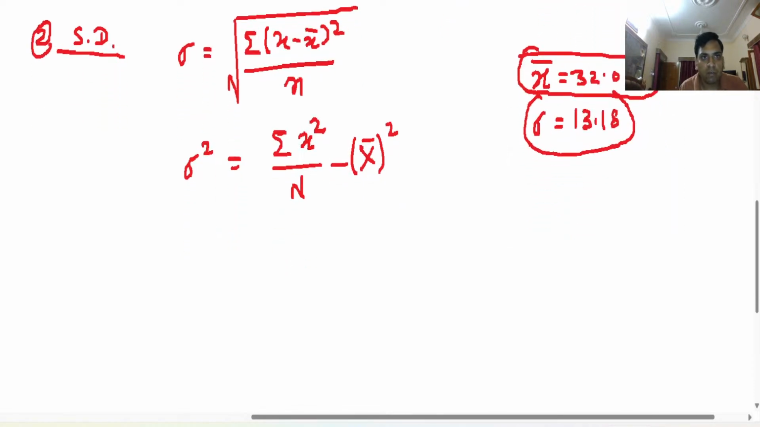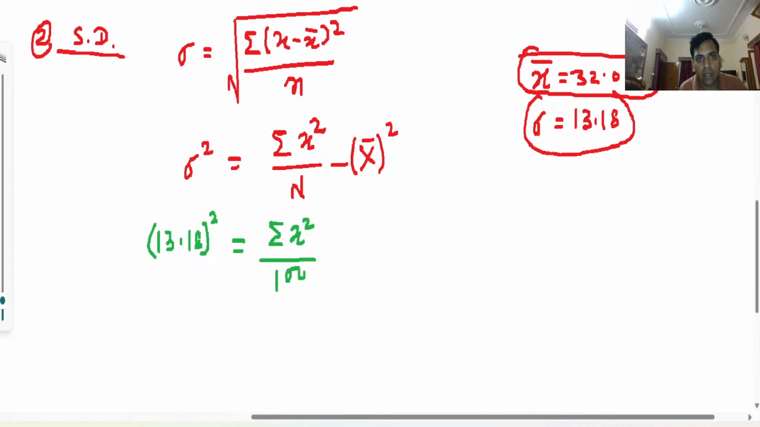So in this formula, we will put first sigma. Sigma equals to 13.18 and its square. And we will put this summation x square as it is. No need to write because we don't have this value. And n equals to 100 observations. And we will write incorrect mean here. So this is 32.02 and its square. So first we will find this value.